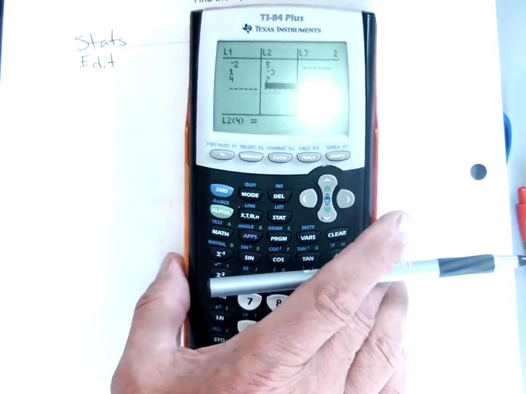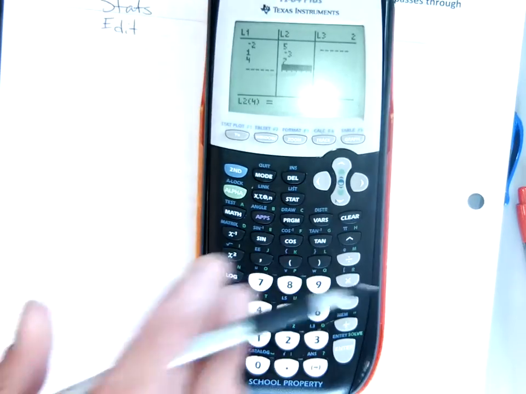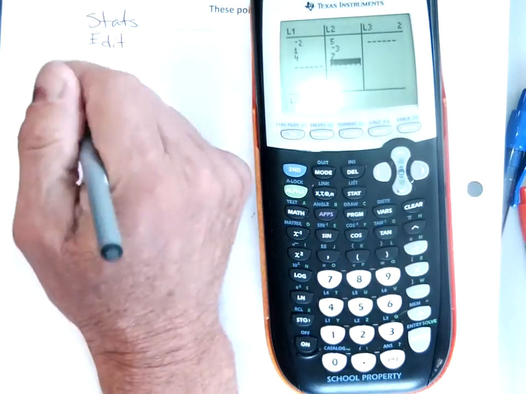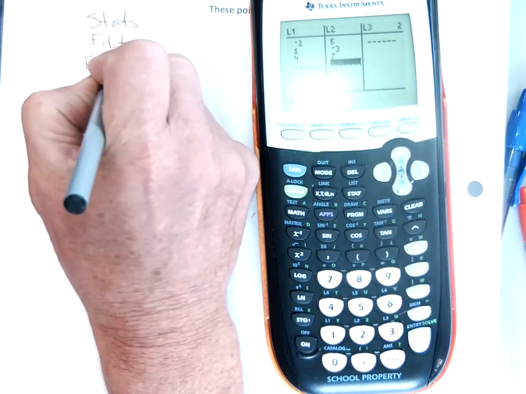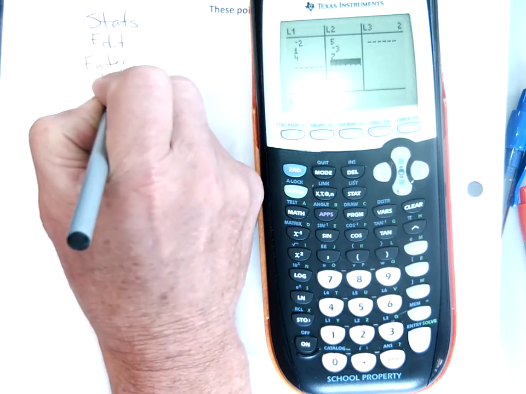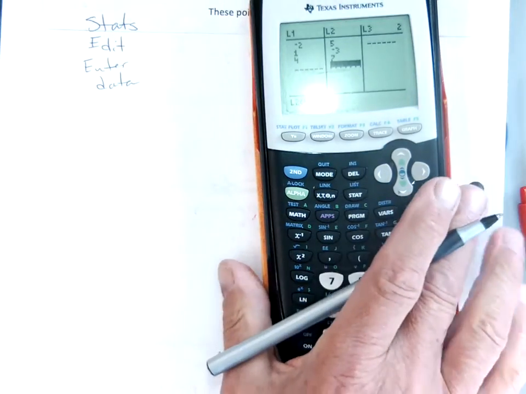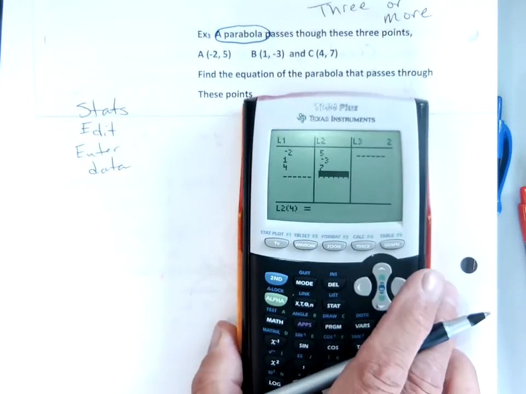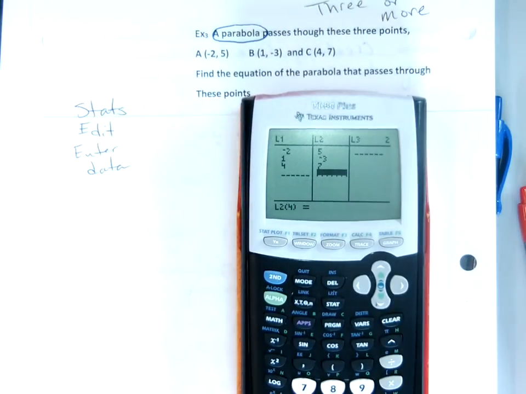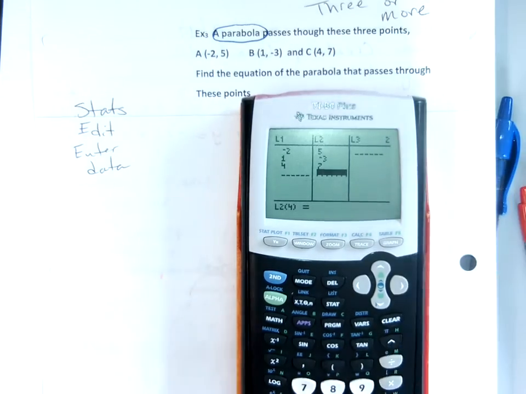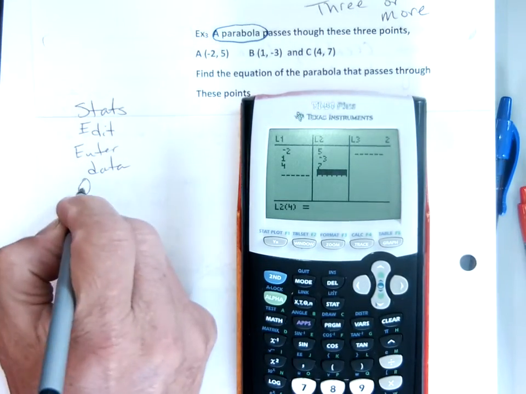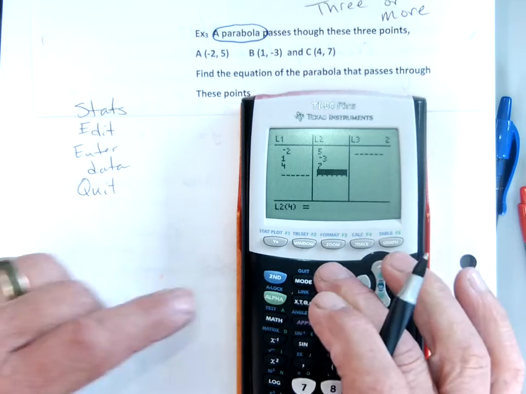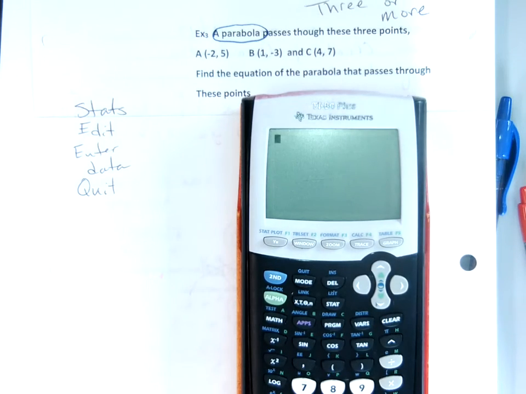Okay. Now, I'm going to put in my notes, enter data, because that's what we just did. We entered data, put our numbers in. We can graph it, but we don't need to graph it. We're just going to get an answer. So I'm going to push quit, not clear. Don't hit clear because I don't want to clear my numbers. I'm going to hit second quit. Now I want a blank screen.